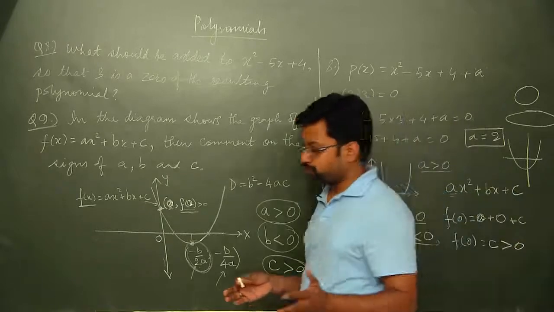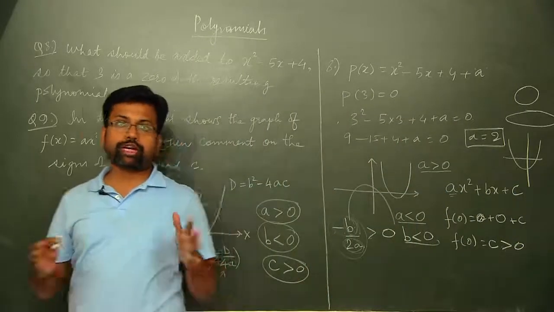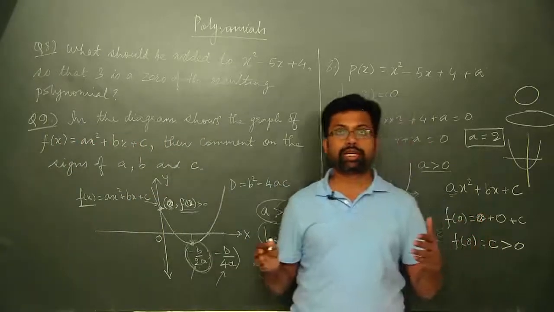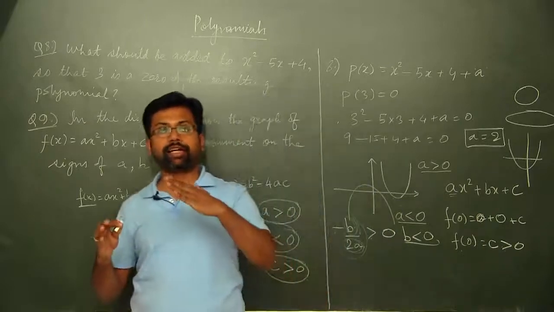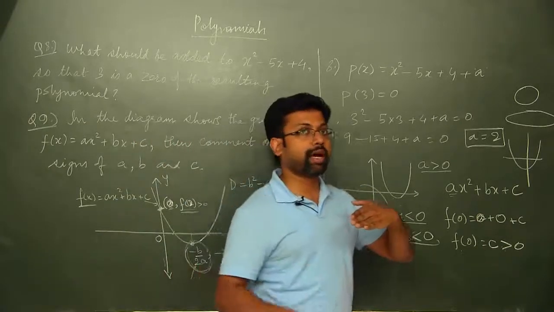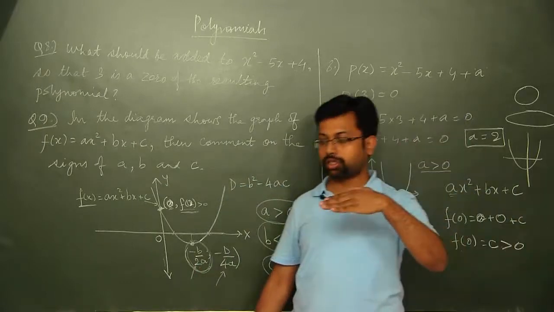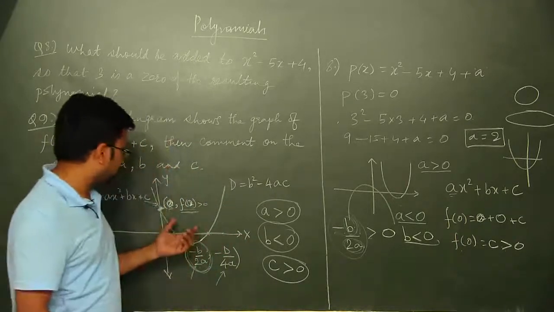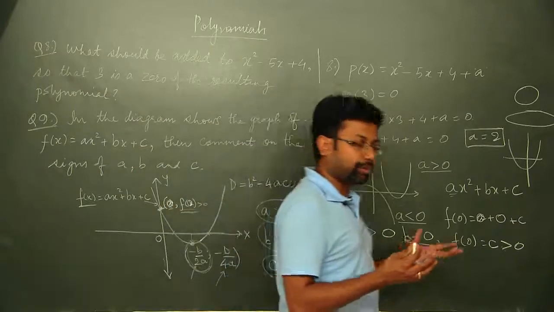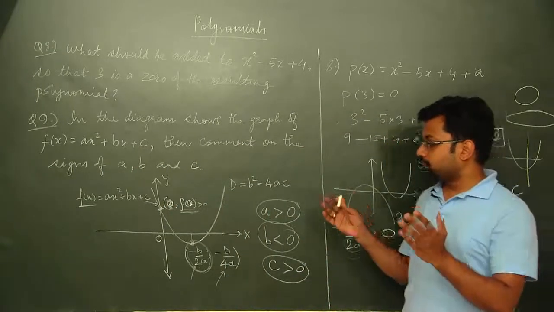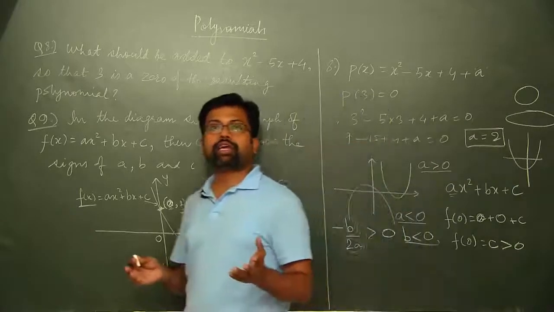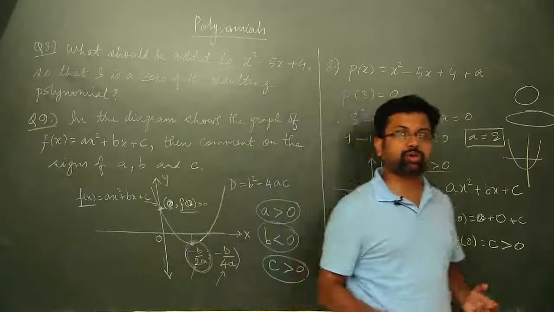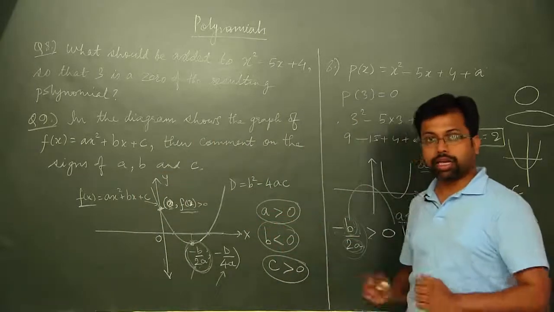So a few things to note in this question are that a quadratic polynomial's graph is always going to be a parabola. A linear polynomial's graph is always going to be a straight line that is inclined to the x-axis. It's not going to be parallel to the x-axis. In case it is parallel, then it will become a constant polynomial. And for a quadratic polynomial, the graph is going to be a parabola. The parabola, if it is U-shaped, then the value of a in the standard form ax² + bx + c is going to be positive. If it is an inverted U, then the value of a is going to be negative.